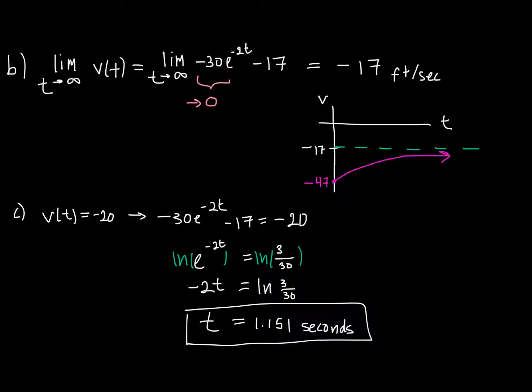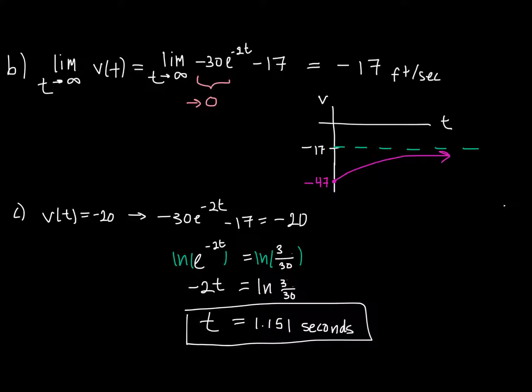And that's because we can rewrite this as negative 30 over e to the positive 2t, right? And e to the positive 2t is going to get very, very large as t approaches infinity. So we'd have negative 30 over a huge positive number, and that's going to be approaching 0. So that means we're going to be left with negative 17 feet per second.